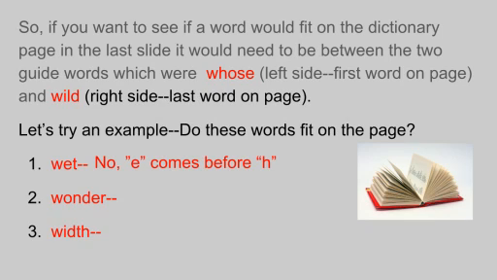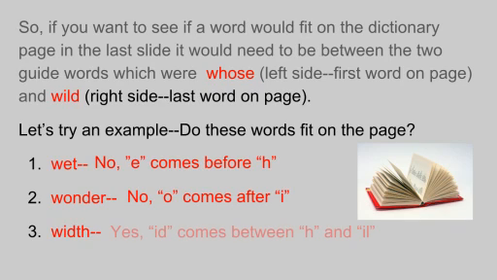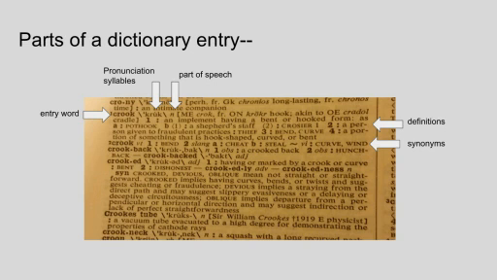What about the word wonder? Look at the O. No, it wouldn't, because O comes after the I in wild, so it would be on a page following. What about the word width? Yes. I comes after H, so it would be after whose, and ID comes before IL, so it would be a word on that page.